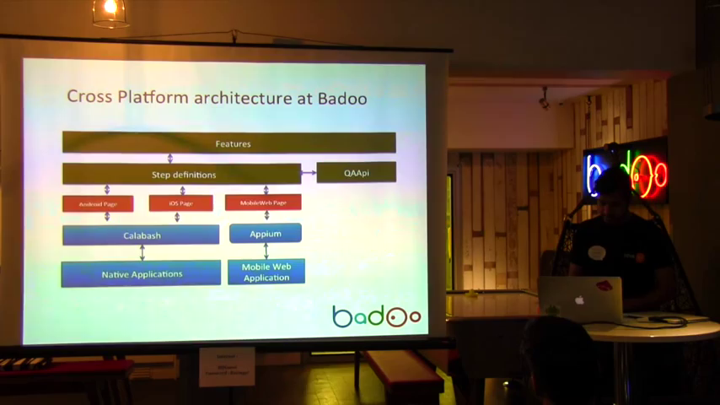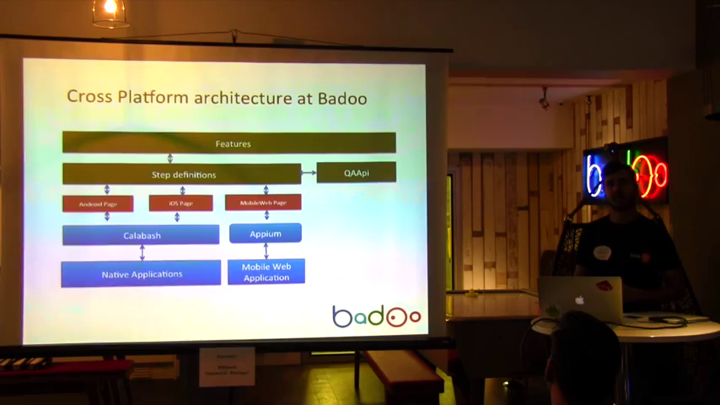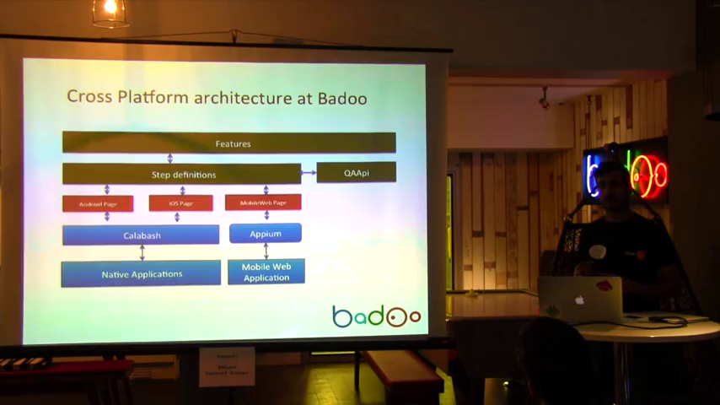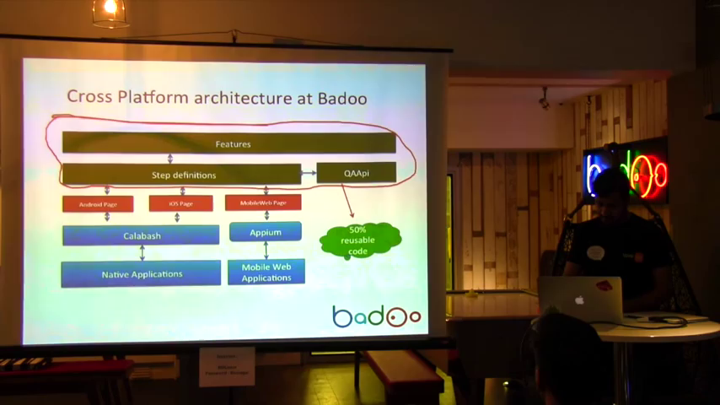And the QAPI is one of our internal tools for interaction with the server. For the web applications, all our user flows depend upon the data. So through the QAPI we set up the data into our development environment, and we run the test cases. By doing this, when we started implementing the mobile web, we got 50% reusable code by using the features and step definitions.